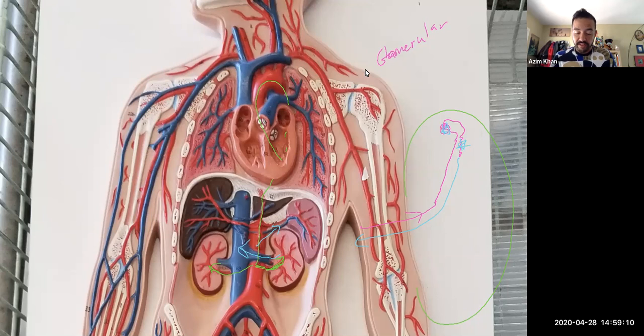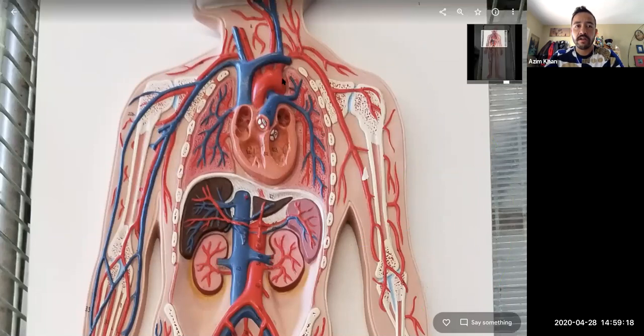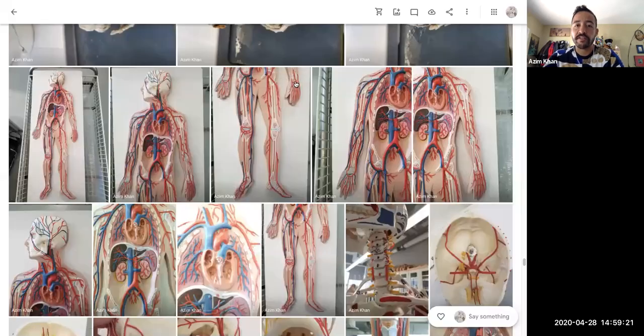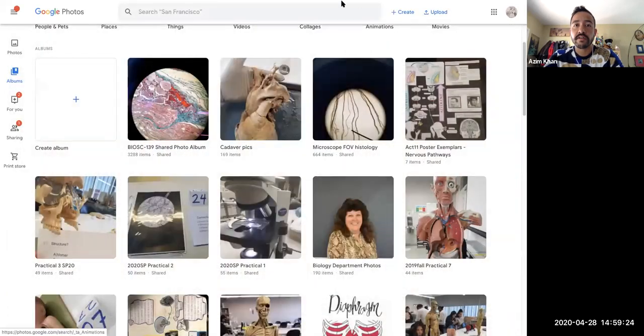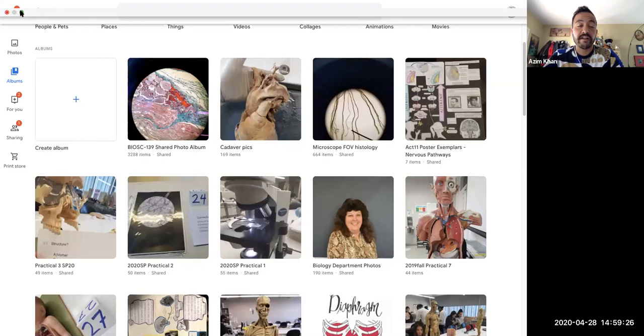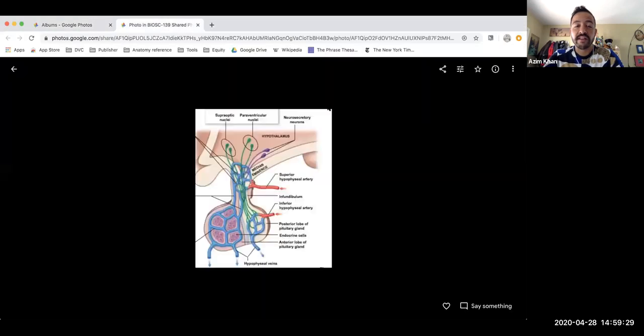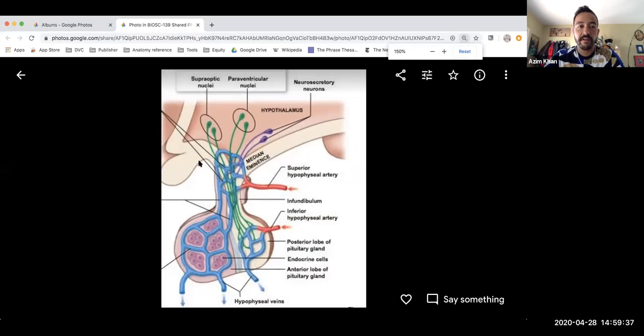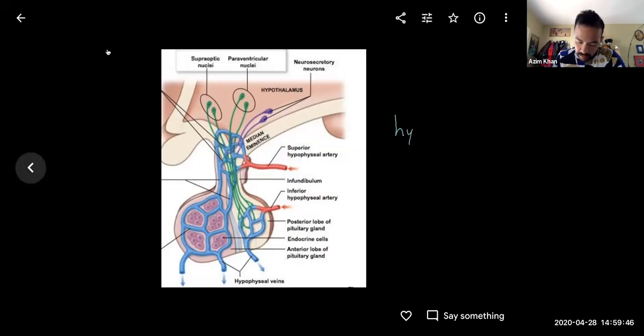There's one more portal system, and we're actually going to switch pictures here over to the brain. The other portal system is from the hypothalamus to the pituitary. It's called the hypophyseal portal system.